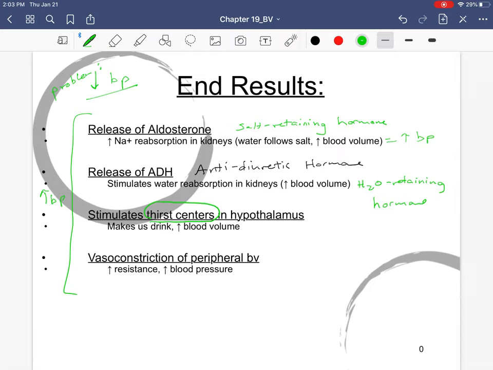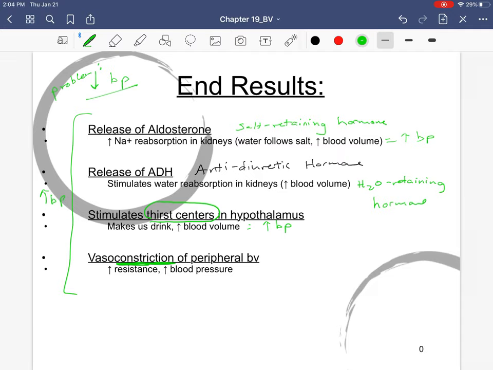Angiotensin 2 also makes us thirsty. It stimulates the thirst center in our hypothalamus. So if I'm thirsty, I drink more. If I bring in more fluid by drinking, I increase blood volume, which increases blood pressure. And lastly, angiotensin 2 leads to widespread vasoconstriction.